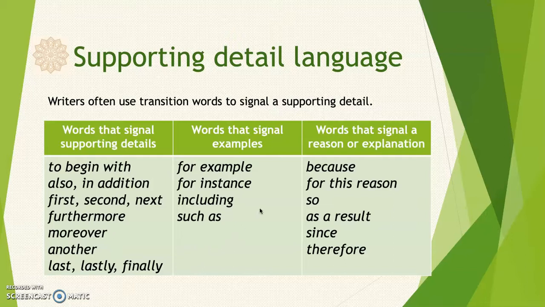And if the writer is giving examples, you might see things like "for example," "for instance," "including," and "such as." These are different ways to talk about examples that are being given. And if the writer is writing about their reasons for something, they might say "because," "I believe this because," and then they give their reason, or "for this reason," and so forth. So these are words that could signal that you're looking at supporting details.